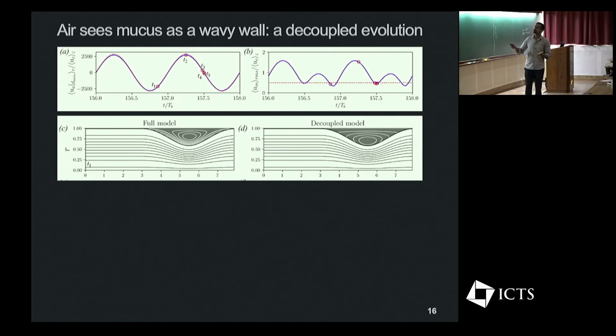And if you look at the decoupled model where I solve the mucus and air separately, which is easier to do, you see the mucus has some differences, but the air streamlines are basically the same. So for the purpose of this study, we can use a simpler model and just calculate the air.